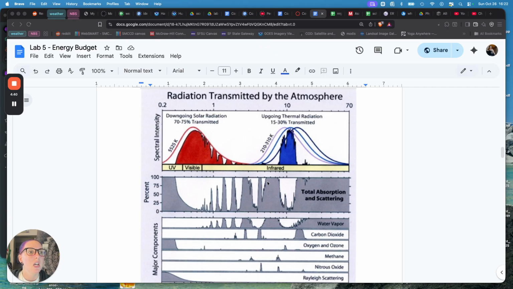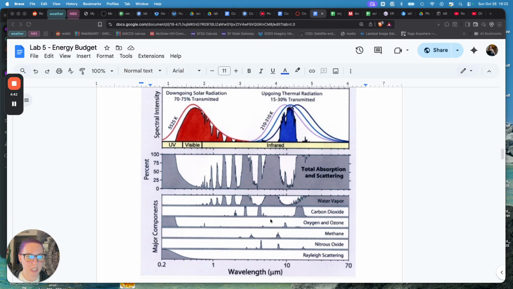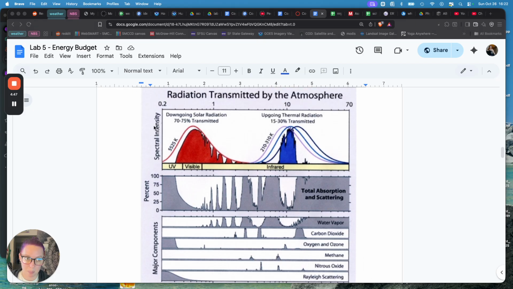wavelengths here. To give you some context of what we're looking at, on our x-axis is wavelength, and on our top y-axis in this top graph is spectral intensity. So essentially, in a sense, heat.